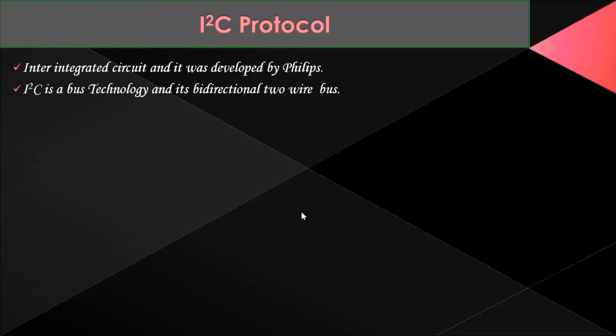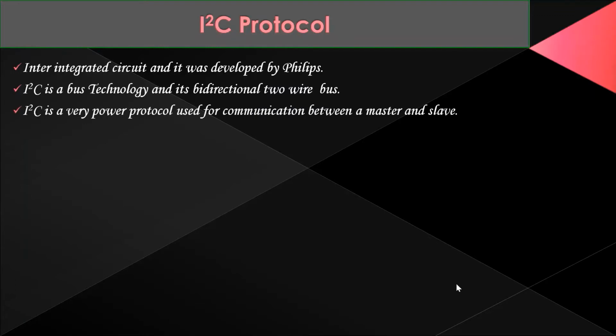It's a bus technology and it is a bidirectional two-wire bus. So why is it a two-wire bus? Here all the devices are connected to the two wires. Only two wires. Using these two wires, all the devices will start communicating with each other. This configuration will be shown in upcoming slides. It's a very powerful protocol used for communication between two devices, master and the slave. So using this protocol, the data can be transferred efficiently between two devices.